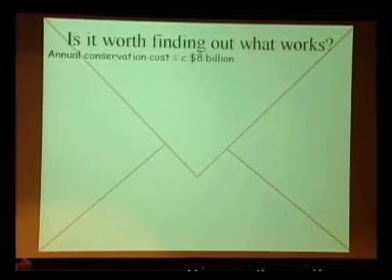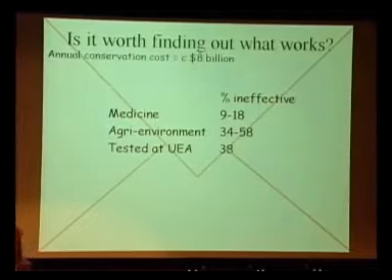We spend about $4 million on conservation and another $4 billion on agri-environment schemes, about $8 billion roughly in total. Here's the effectiveness for the cases they've studied in medicine. These are the ones that have shown to be ineffective, and so no longer do them. We did an analysis of agri-environment schemes, and these were those that weren't effective, and those that we studied at the University of East Anglia.